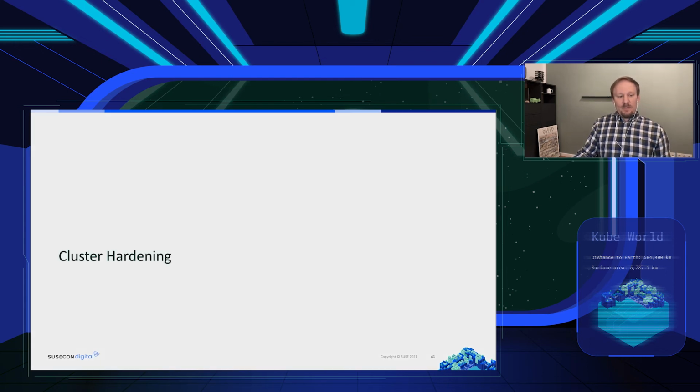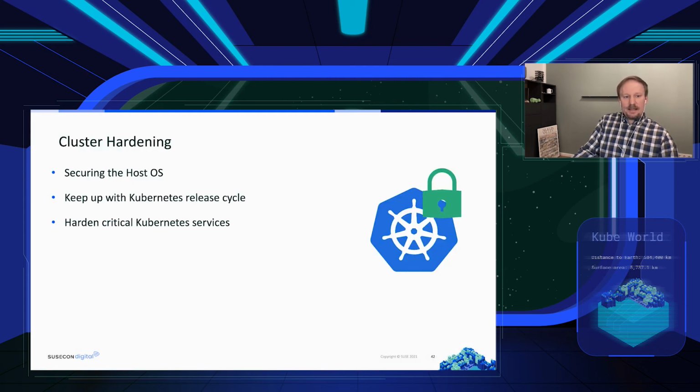Finally, I want to talk about cluster hardening. So cluster hardening is sort of the infrastructure hardening part here. It starts with hardening, securing the host OS. This might not be the most obvious because, well, we are running everything in containers, right? But the host OS is where we have our kernel, which provides our isolation of containers. So it's very critical that this is properly patched against any security issues.